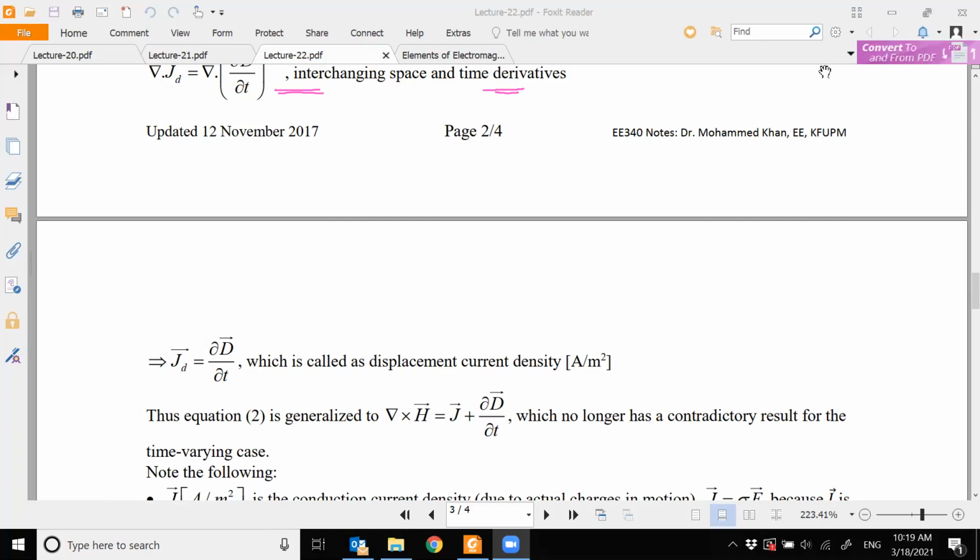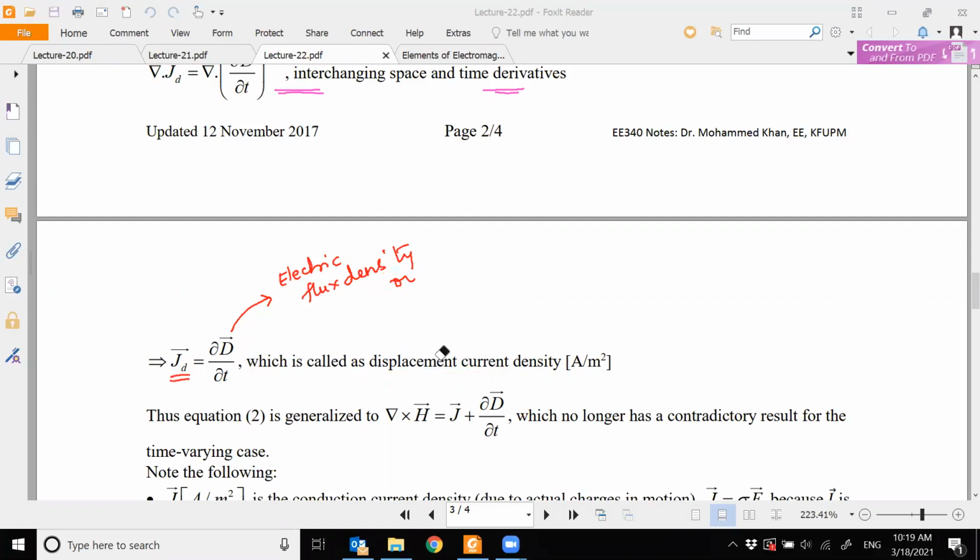And what is this D bar? It is my electric flux density vector. That's why this JD bar has a special name. It is called the displacement current density vector. Dou D bar over dou t is called the displacement current density vector.